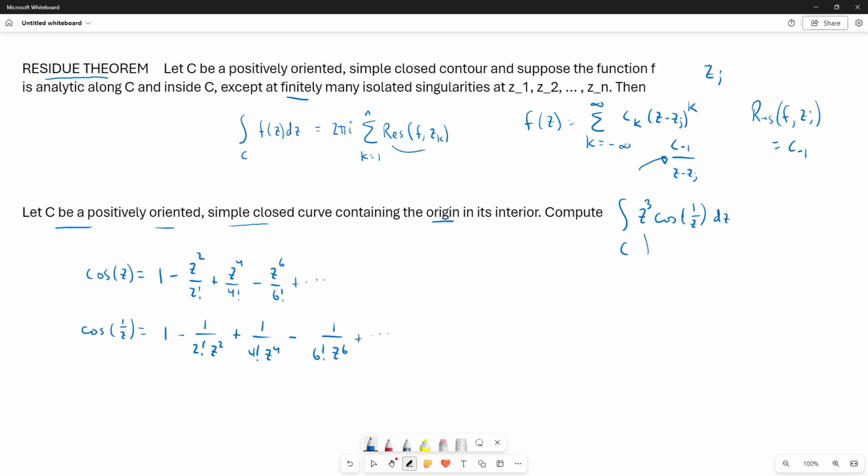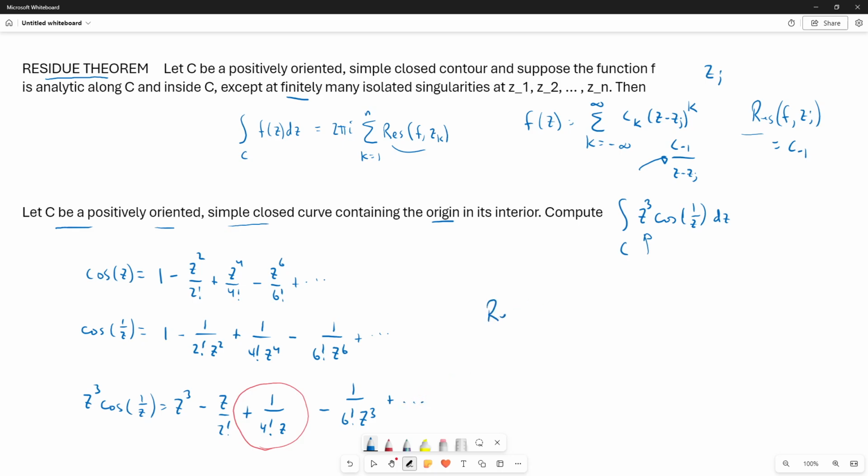And then just multiply through by z cubed. So z cubed times the cosine of 1 over z is equal to z cubed minus z over 2 factorial plus 1 over 4 factorial times 1 over z, because z cubed over z to the 4th will leave us with a z in the denominator, and this is the crucial term here, where we're going to get our residue. And then minus, if we multiply this one by z cubed, we have 1 over 6 factorial times z to the negative 3, and this continues.